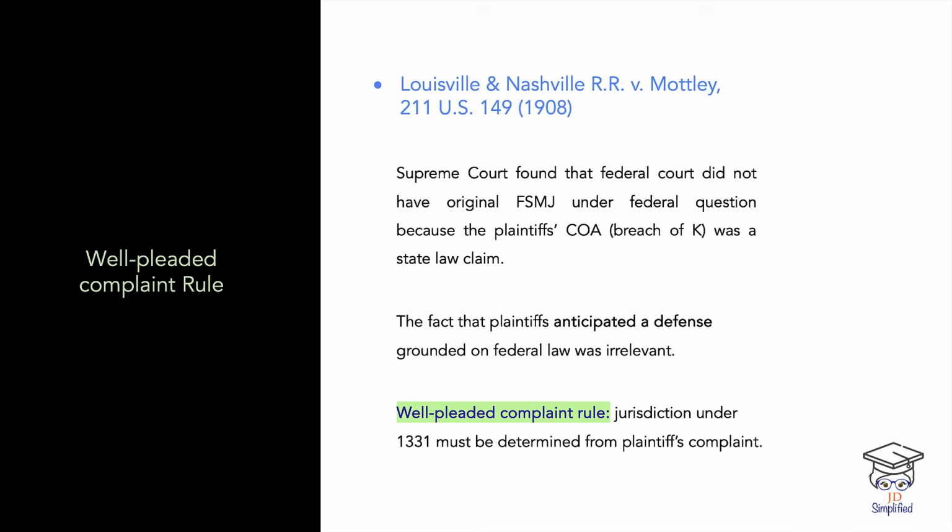Jurisdiction under 1331 federal question must be determined from plaintiff's complaint. And this is very different than what we discussed just a few moments back when we were discussing Osborne's federal ingredient test, right? Remember that the scope of 1331 pertains to the original jurisdiction of the federal district court only, and is much narrower than the scope of Article 3, Section 2 of the Constitution granting federal jurisdiction to the federal judiciary as a whole.